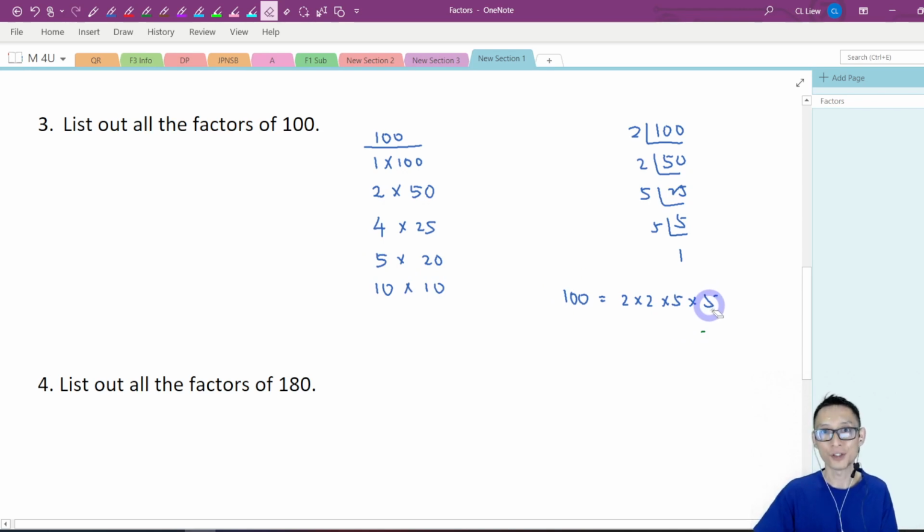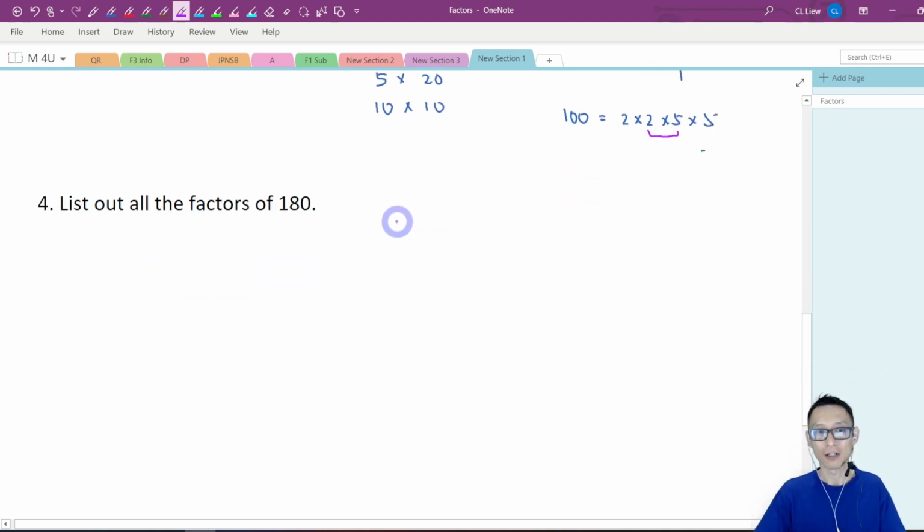So how about 5? Yes, 5 is a factor. How about 6? We don't see any 6 here, and the combinations cannot give us 6. Therefore we know 6 is not. How about 7? Cannot. 8? No. 10? We don't see any 10 here. But don't forget, these two combined together will give us 10. Therefore 10 is also a factor of 100. So this is a way we use the prime factorization method to help us determine the factors of a given number.